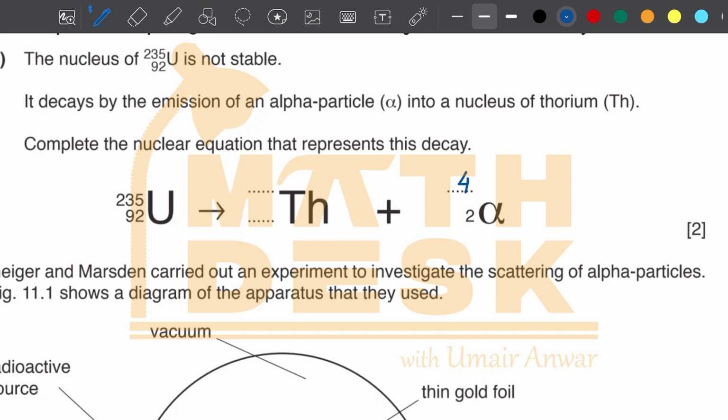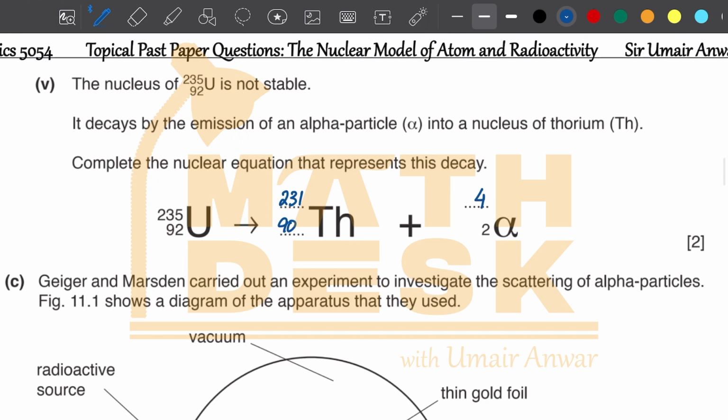Secondly, for the thorium, we are going to subtract 2 from 92. So the remaining protons for the thorium would be 90. And we are going to subtract 4 from this 235. So the remaining mass number for thorium is going to be 231.